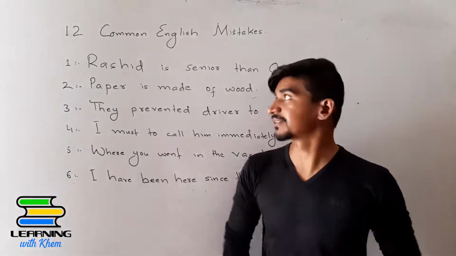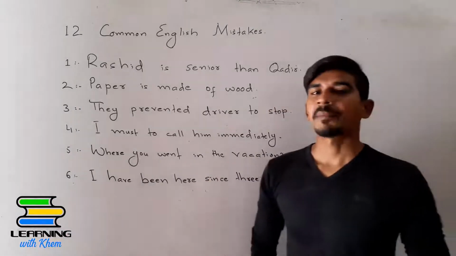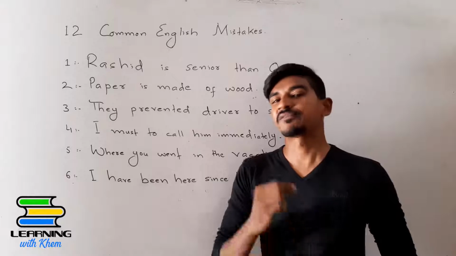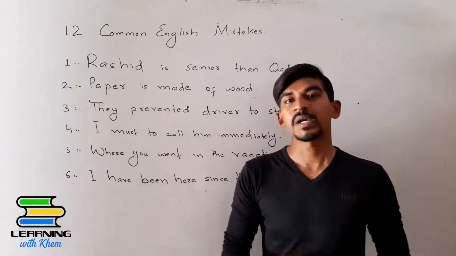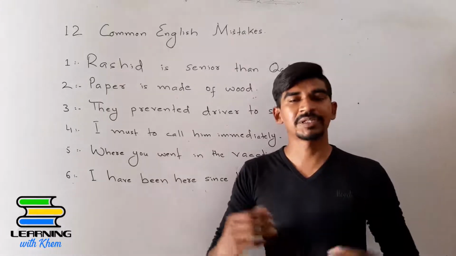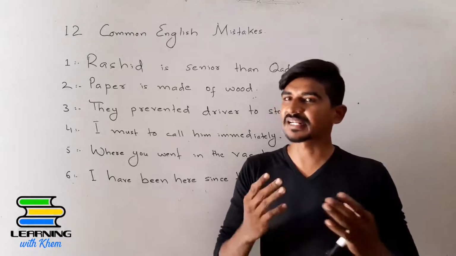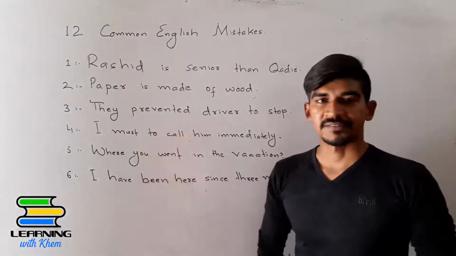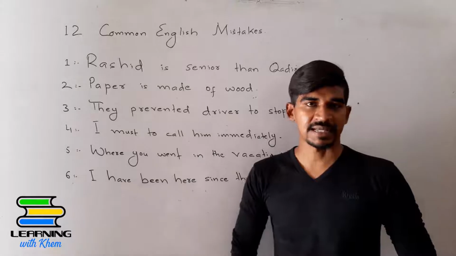So let's get started. Our today's topic will deal with the 12 common English mistakes that we people make while speaking, while writing, and while doing all kinds of activities. So let's get started. Our first point is: Rashid is senior than Qadir.